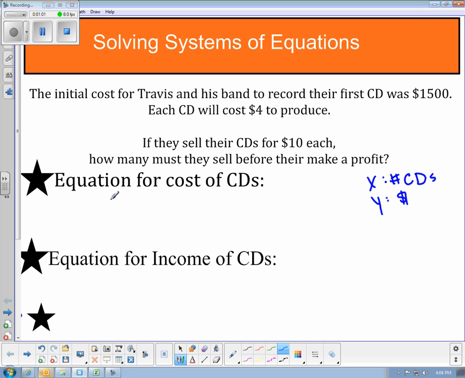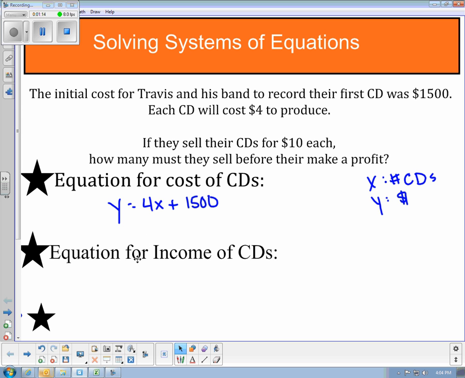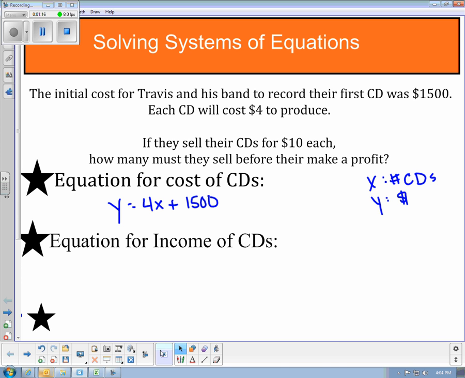I'm going to say that the cost for the CDs is going to be $4 times each CD plus the $1,500 that he has to spend initially. That's how much money it's going to cost him for each CD. Then it says the equation for income of CDs. So the income that he makes is $10 per CD. Now the question is, how many must he sell before they can make their profit?